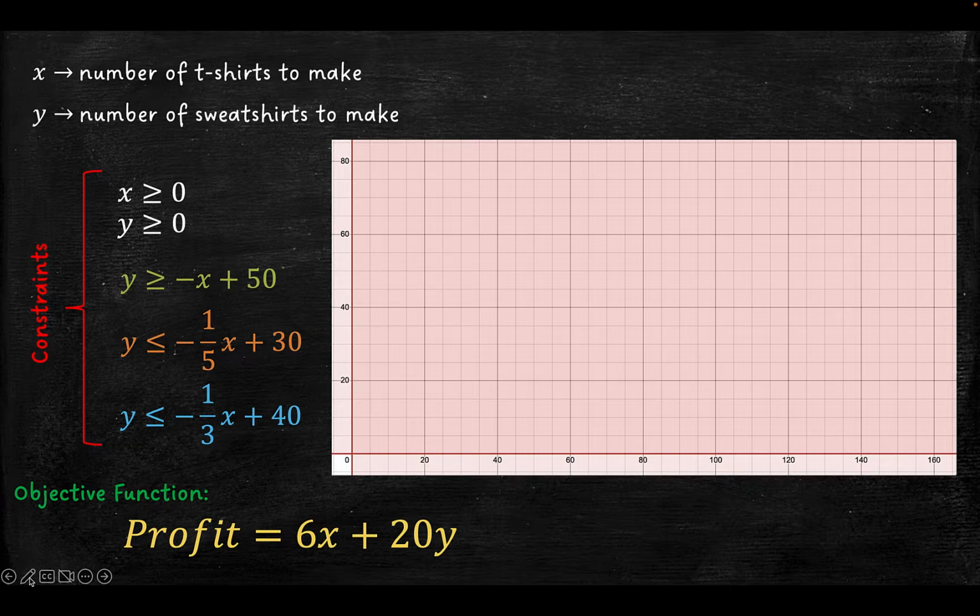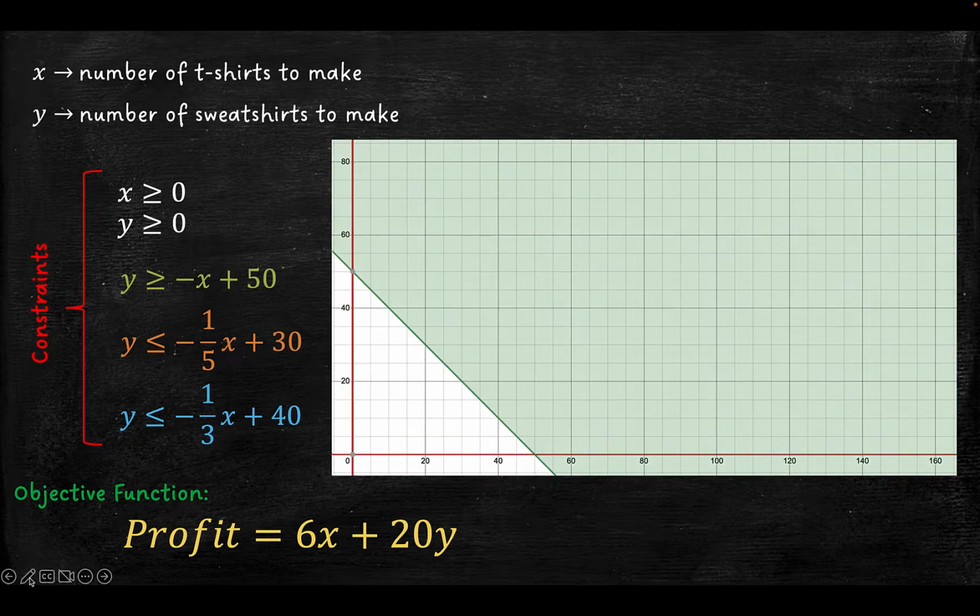If we graph the green one, we put our intercept at 50 and have a slope of -1, and we would graph and get something like this. Because it's greater than or equal to, we shade up. This entire green region ensures that we have at least 50 items to sell.